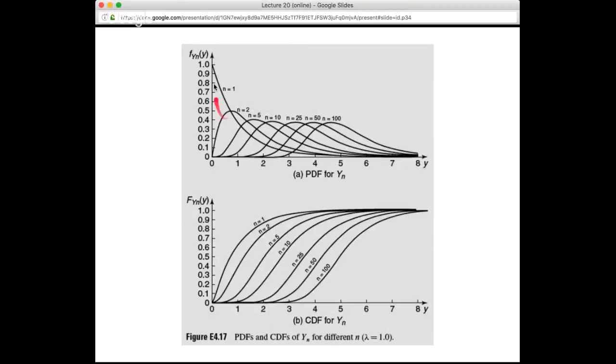And so, n equals 1, you can imagine the expected value for that is just going to be equal to 1 over lambda, which is 1. So that would be the expected value of the parent population. So if you just have one sample, then the expected value of the extreme is just equal to the expected value of the parent distribution.